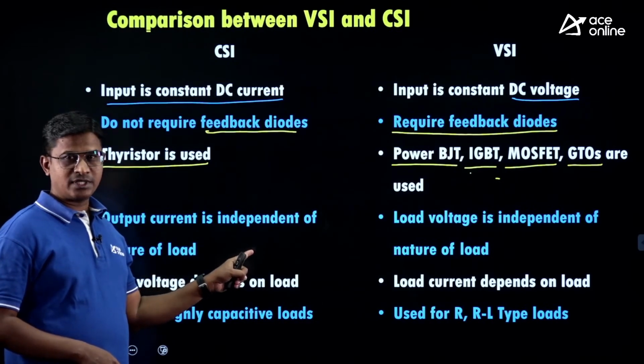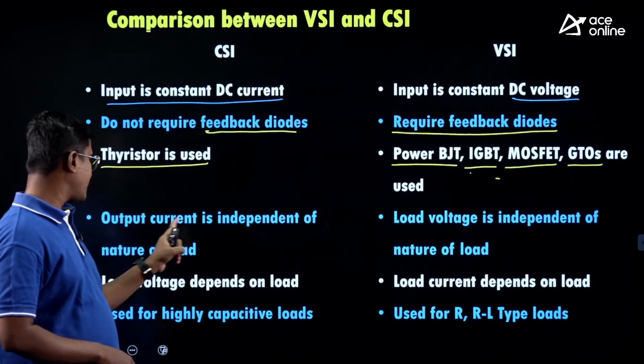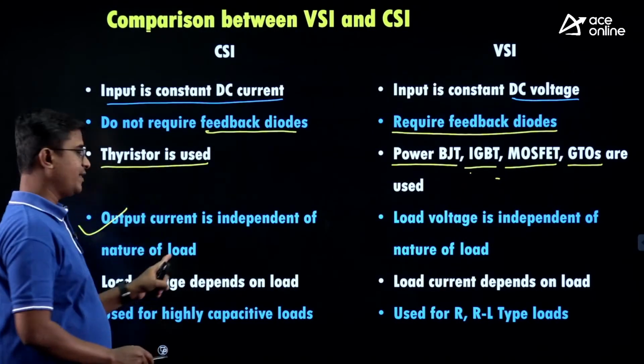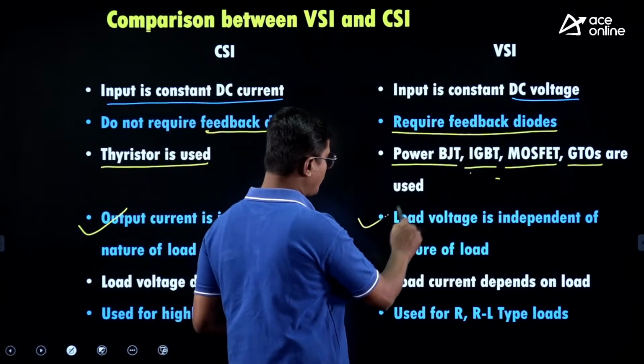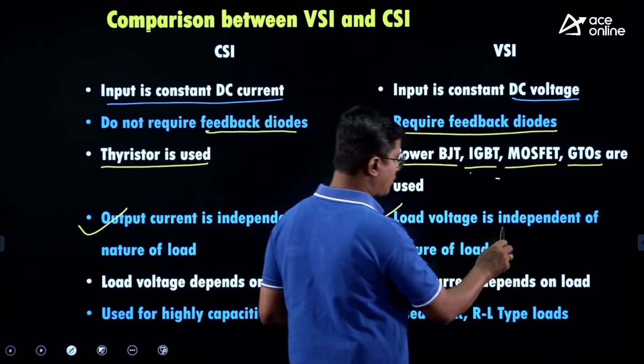Next, output current. Yes, important conclusion. They have asked this question. In current source inverter, output current is independent of nature of load. Whereas in voltage source inverter, output voltage or load voltage is independent of nature of load.